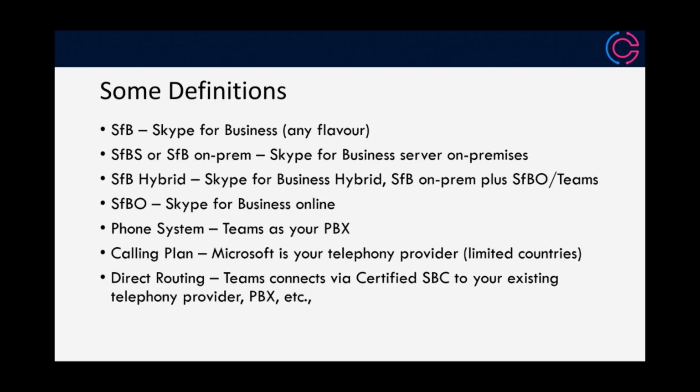Phone system is when Microsoft Teams is your PBX. Teams is providing your phone services for something other than a peer-to-peer voice call. A calling plan is when Microsoft is your telephony provider, and this is available in less than 10 countries worldwide. And direct routing is when you connect Teams to a certified session border controller, and that session border controller connects to your existing telephony provider or your existing PBX, or really anything you want to at that point.